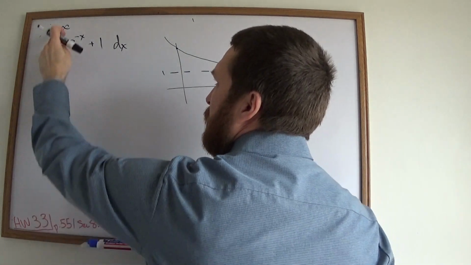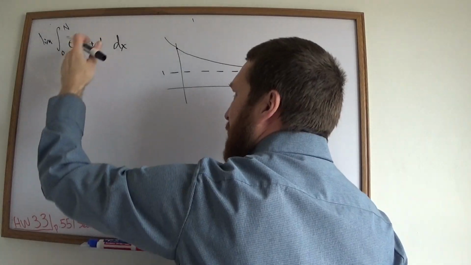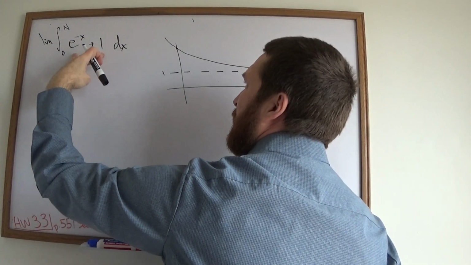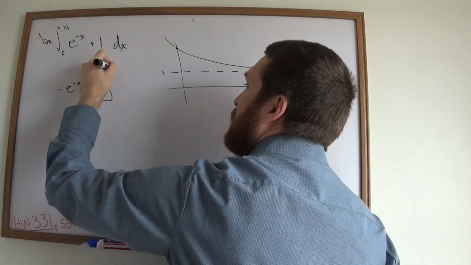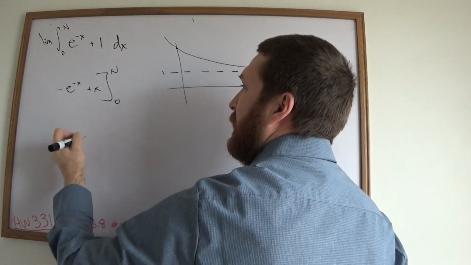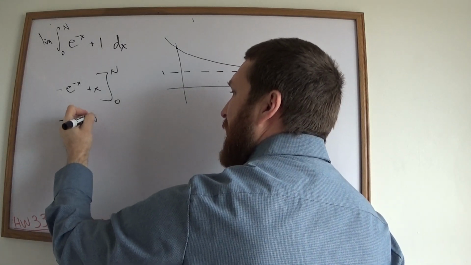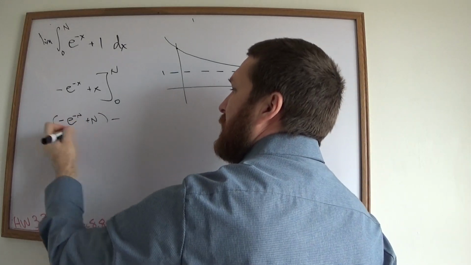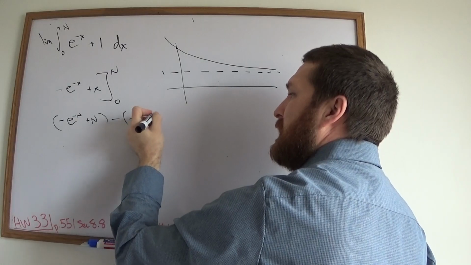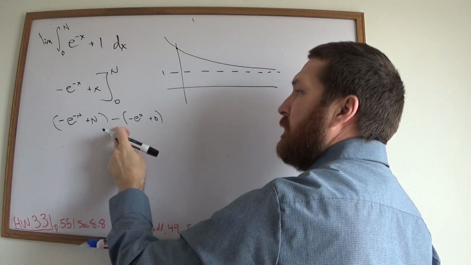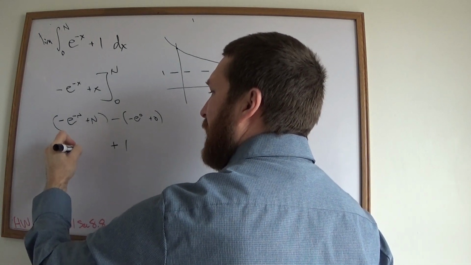So what's the antiderivative? I'm going to do the n, and I'm going to take a limit. What's the antiderivative of this? Negative e to the negative x plus x as we go from n down to 0. And that's negative e to the negative n plus n, minus negative e to the 0 plus 0. So that's a 1, minus minus 1 is plus 1. Negative e to the negative n plus n.